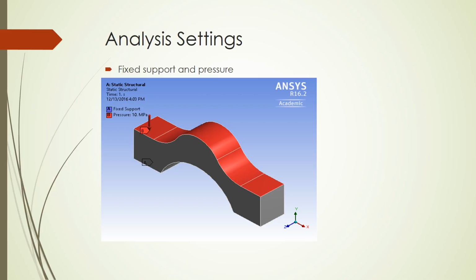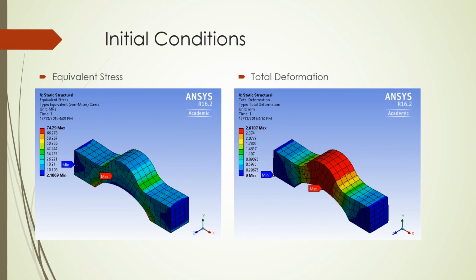For our boundary condition, we apply a fixed support at the bottom of our bridge, and we apply 10 megapascal pressure on the top surface of our bridge. After applying the boundary condition, we use ANSYS Workbench to calculate equivalent stress and total deformation.